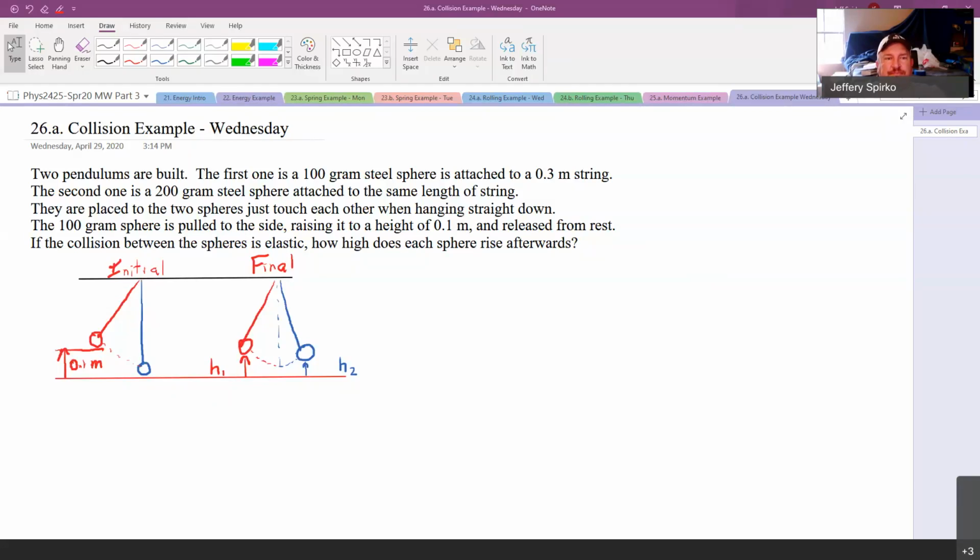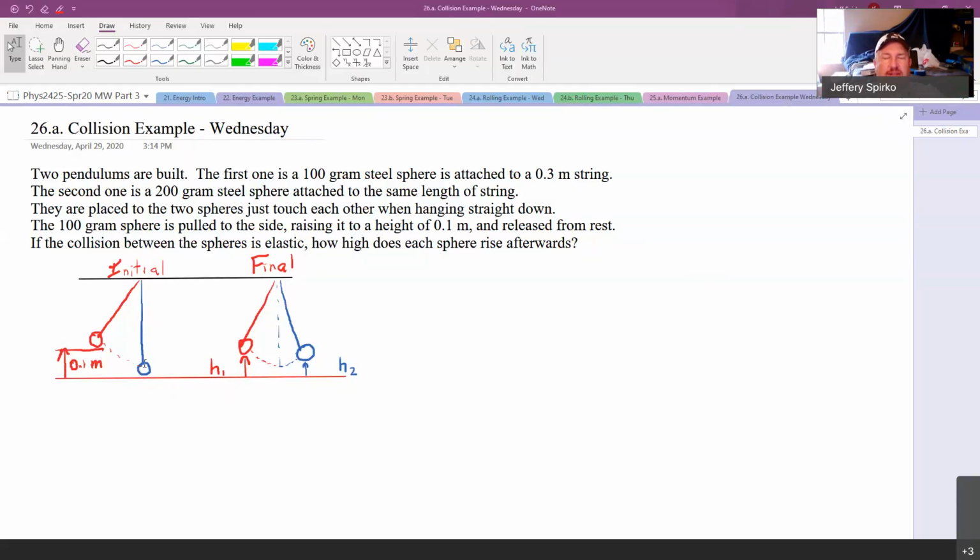And I'm going to pull the red one up to the side so that it gets elevated to a height of 0.1 meters above the bottom of the swing, and it's released from rest. So it's going to go down and it's going to bounce off the other one in an elastic collision. And I want to know how high each sphere rises afterwards.